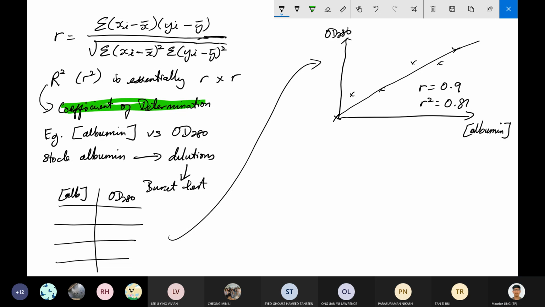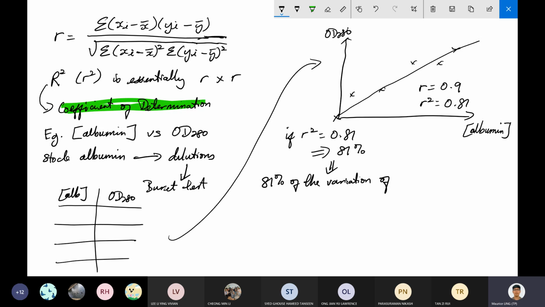So 0.81. If the R square is 0.81, it also means 81%. What this really means is that 81% of the variation of your Y, which is the OD280, can be explained by X, which is the albumin concentration.